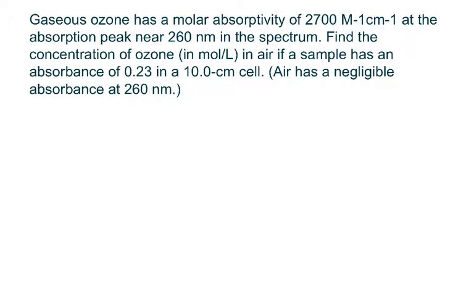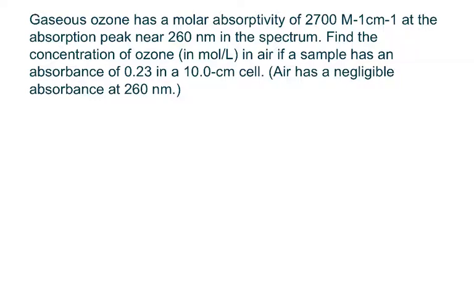Okay, so here's a nice example from the textbook of how you might have a problem like this. Let's say we have gaseous ozone, and we have a known molar absorptivity from past experiments, 2,700 per molar per centimeter at the absorption peak near 260 nanometers in the spectrum. We can find the concentration of ozone in air if a sample has an absorbance of 0.23 in a 10 centimeter cell. And importantly, air has a negligible absorbance at this wavelength, so that all of the absorbance is due to ozone.